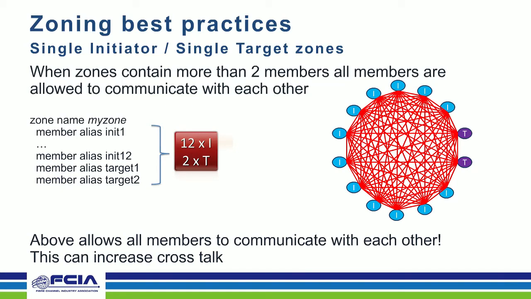So on any zone change, or if a device logs in or out, an RSCN will be sent to any affected devices, and when they receive this RSCN, they'll try to query the name server to see what changed, and this results in a lot of unnecessary chatter between the fabric and the devices.